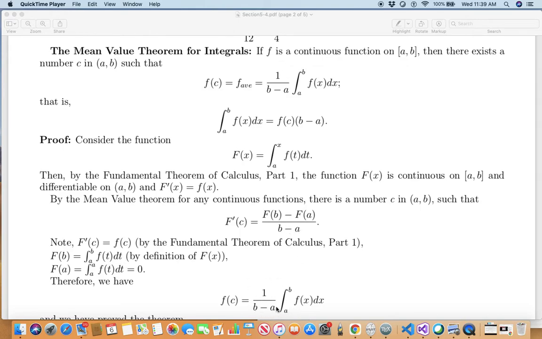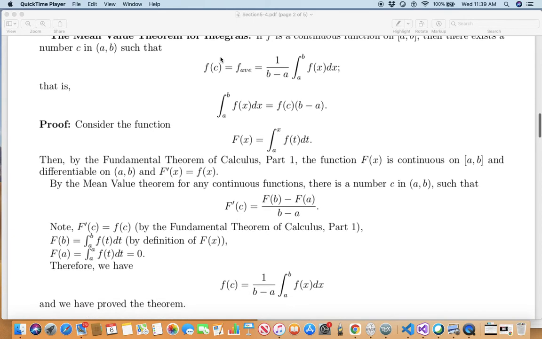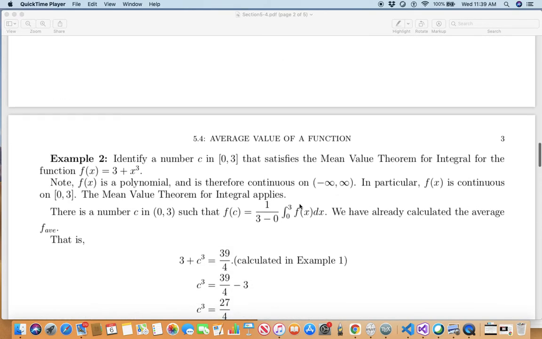So where did this 1 over b minus a come from? That's that. So we use the mean value theorem for continuous and differentiable functions, I should say differentiable function, to get the mean value theorem for integrals. So what have we said? There is a number c such that f(c) is 1 over the length of the interval a to b times the integral from a to b of f(x) dx. Okay, let's use this.